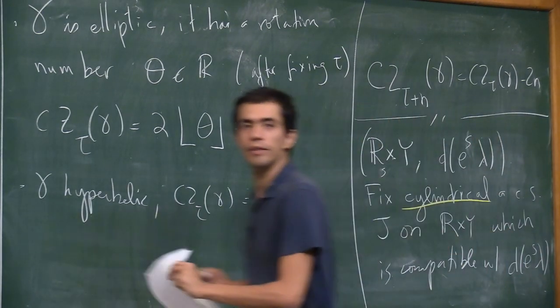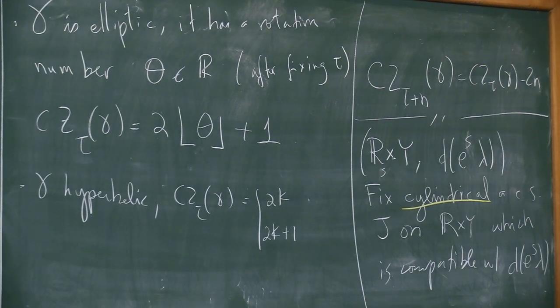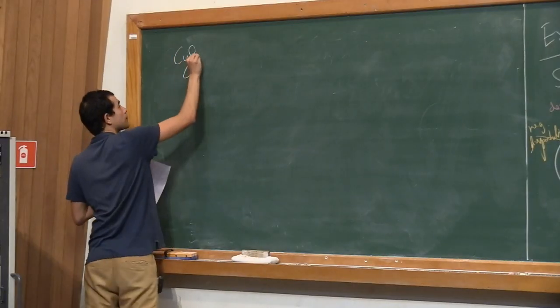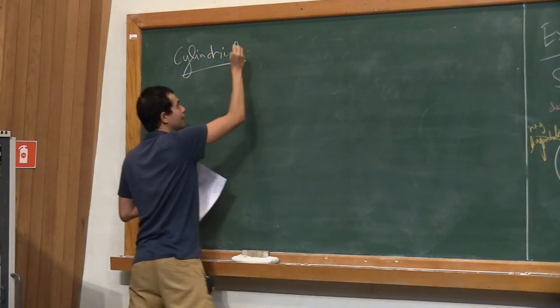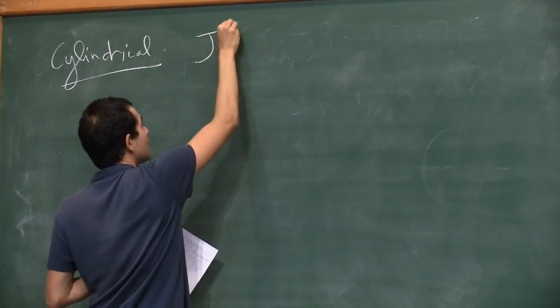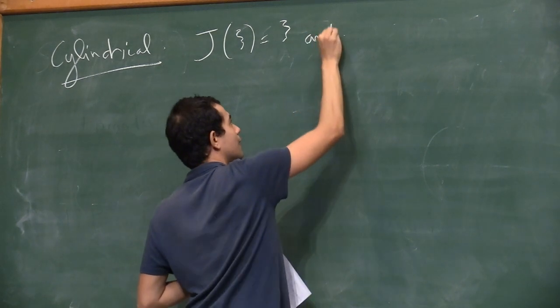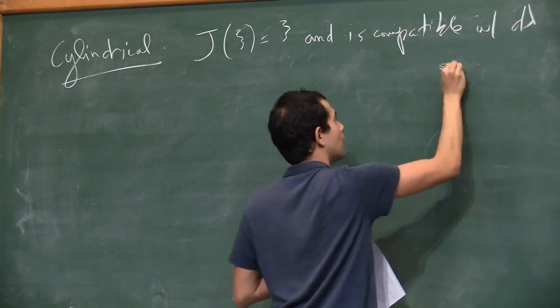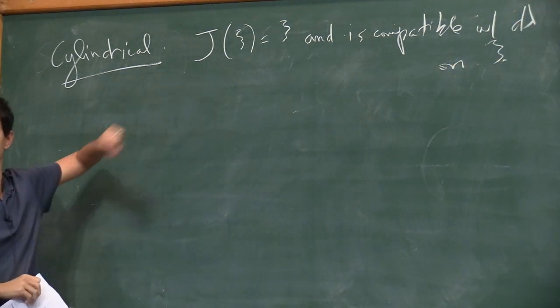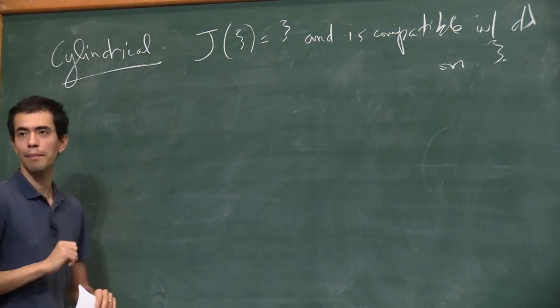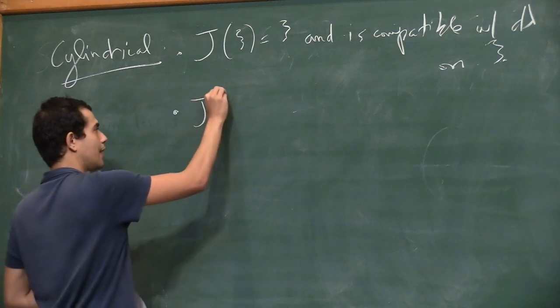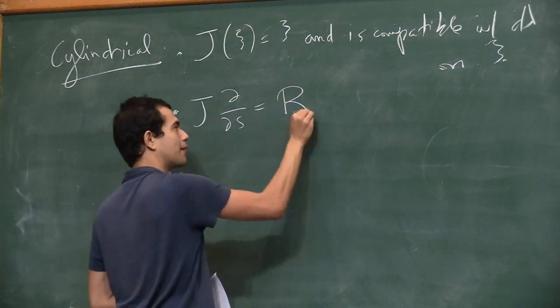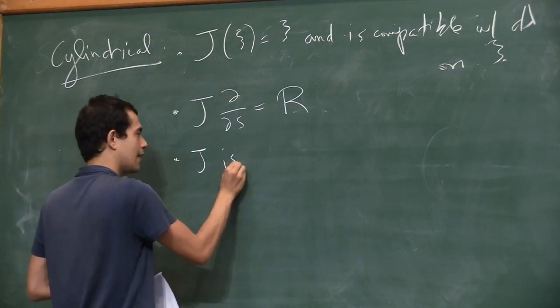Let me write this down. So cylindrical means that J preserves C and is compatible with d lambda on C. So it's a linear algebra condition. It's a compatible almost complex structure on the symplectic bundle. And then also J of d/ds is the Reeb vector field, and J is s-invariant.